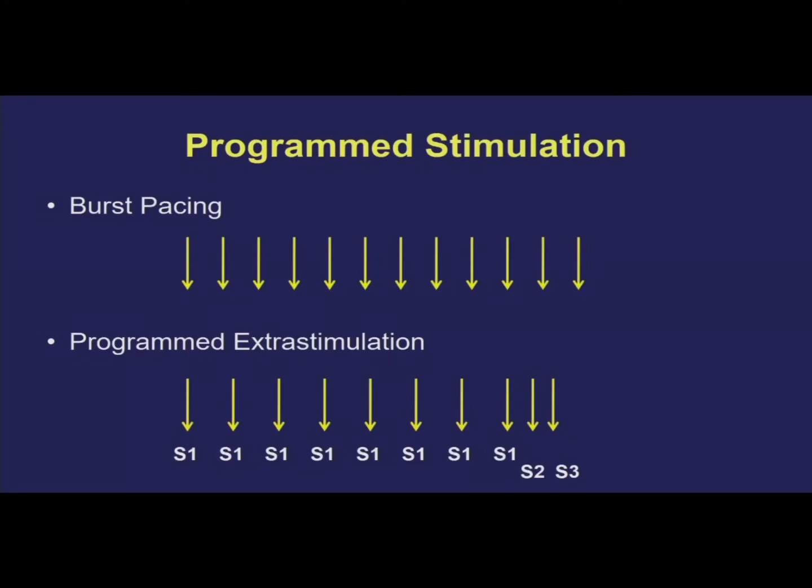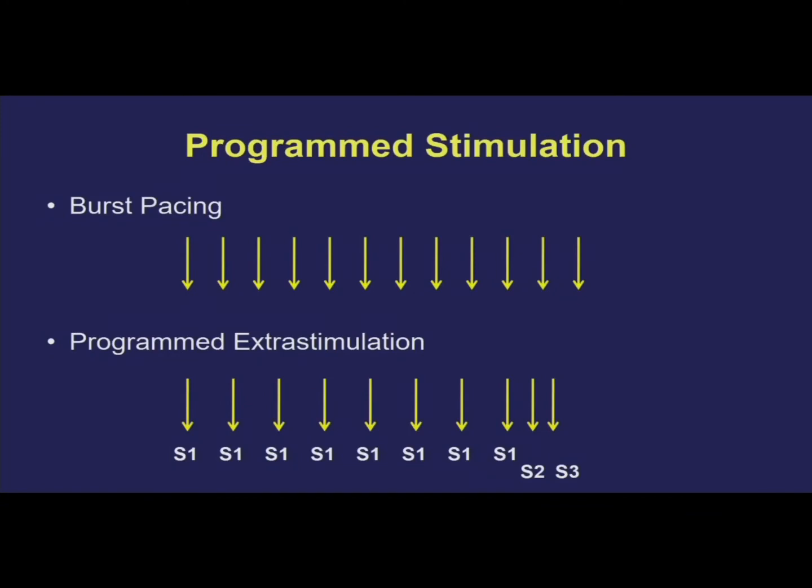When you put in a single early beat, it's called S2 or A2 or V2. And the next one is S3 and S4. Usually people don't do more than 3 extra stimuli nowadays during an EP study. And you're often doing this to try to provoke an arrhythmia or look for a refractory period.